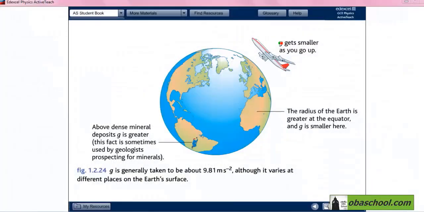We previously learned that the acceleration due to gravity, or gravitational field strength of Earth, which is g, gets smaller as you go up. So the further that we get away from the center. We also learned that the Earth's shape is not a circle, so the radius of the Earth is greater at the equator and g is smaller here. The difference is not huge. That is why g is generally taken to be about 9.81 meters per second squared.